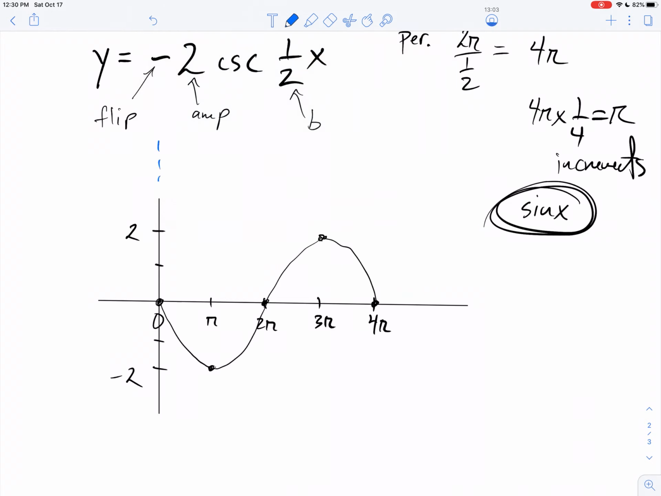So I got 1 here. I have 1 asymptote right there. I have 1 right here. And I have 1 on the end here. All right.